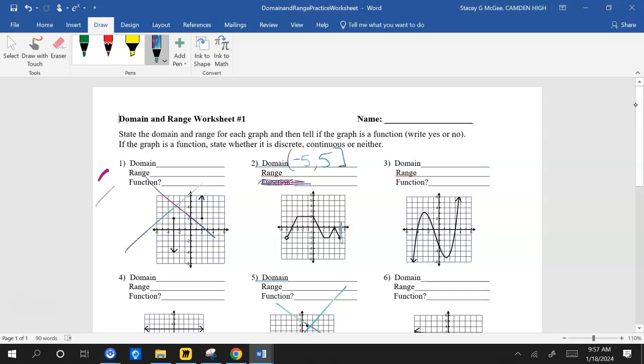Range, bottom up. So the lowest it ever goes is what? -2. Now here's the kind of confusing part, because at -2 here, there's an open dot, right? But it actually is defined at 2 here, so I'm going to do a bracket, because somewhere y can be 2. And now as I go up, what's the highest it goes? 2. And that is a bracket.